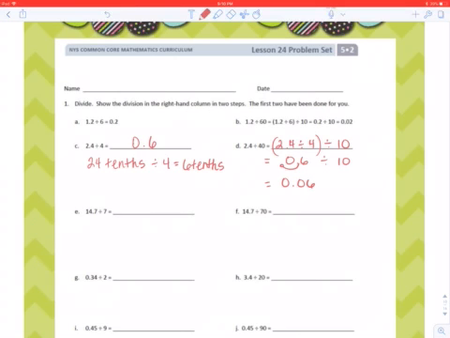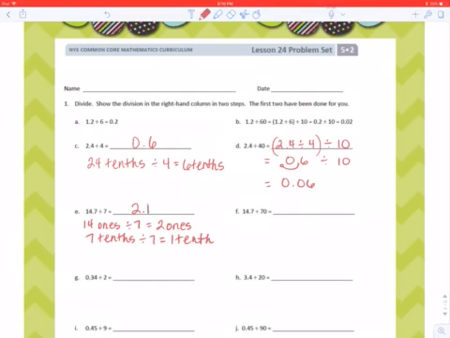14.7 divided by 7. The easiest way to think of this one is 14 ones divided by 7 equals 2 ones. And 7/10 divided by 7 equals 1/10. So 2 ones and 1/10.